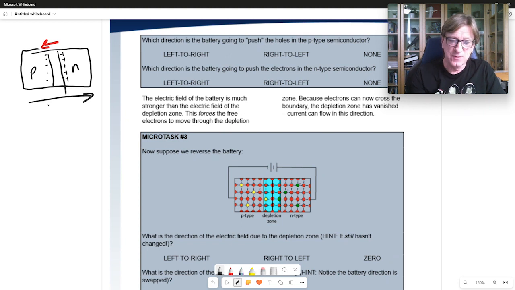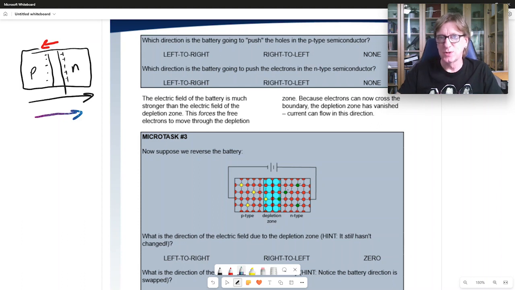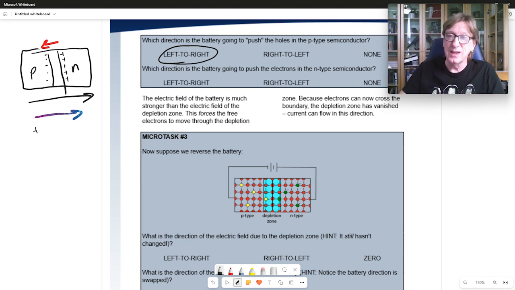Well, the net electric field, we'll do that in a different color. The net electric field is going to be just slightly weaker, but it's still going to be in the same direction from here. So which direction are the positive charges going to want to move? The positive charges, they're really the holes. So the holes are going to seem to go from left to right, because remember Faraday's rules, the positive charge is going to follow those electric field lines. And which direction is the battery going to push the electrons, the actual electrons, in the n-type semiconductor over here? Well, because of this electric field, they're still going to go this way. So they're going to go from right to left.